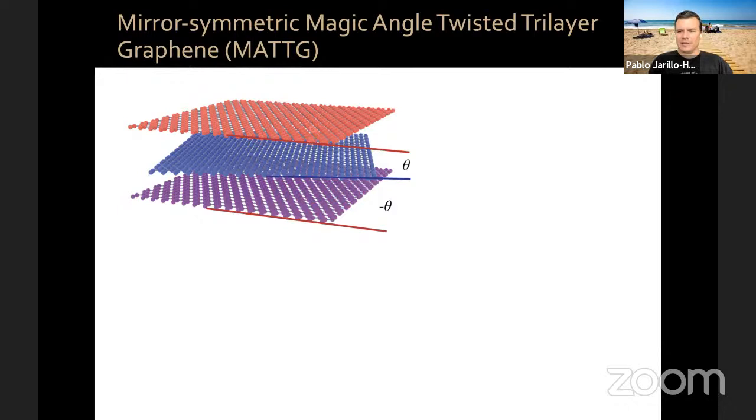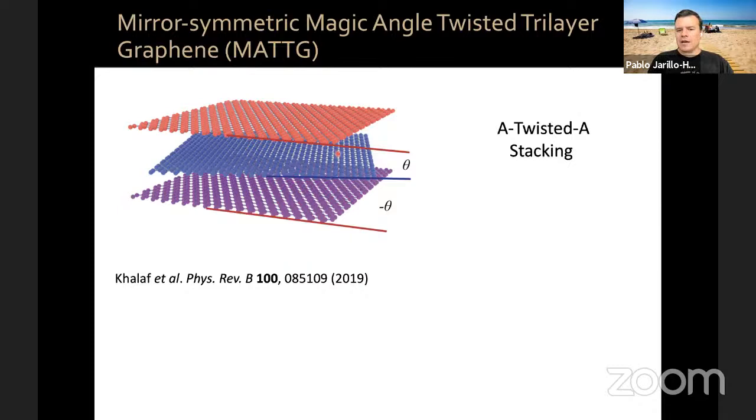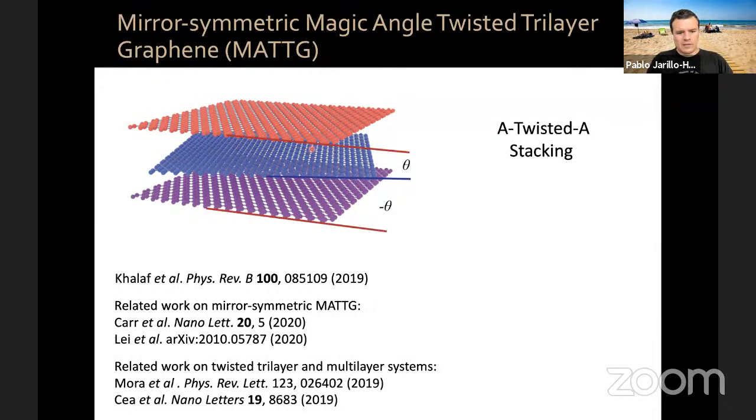Now, not only are they exactly aligned, in this structure, which was proposed by Eslam Khalaf in Ashvin Vishwanath's group, the bottom and the top layers have all of the carbon atoms aligned, okay? So this is a configuration known as AtA stacking, okay? And as you can see, this has mirror symmetry with respect to the middle plane. Now, there has been a lot of related work on mirror symmetric magic angle twisted trilayer graphene, and related work on twisted trilayer graphene with other angles and orientations and multilayer systems. And in fact, by now there are many, many theoretical papers on this subject.